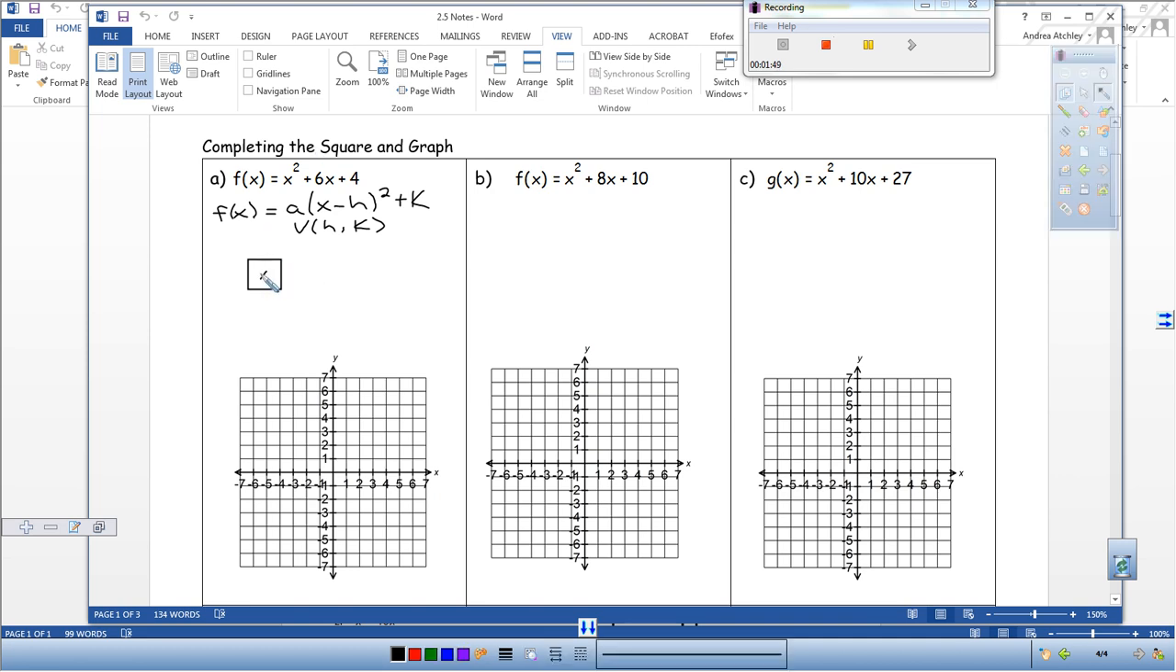Remember, this was x squared. Then I have 6 x's. And I want a perfect square. So how many rectangles should go on each side? 3 and 3. Does that make sense?